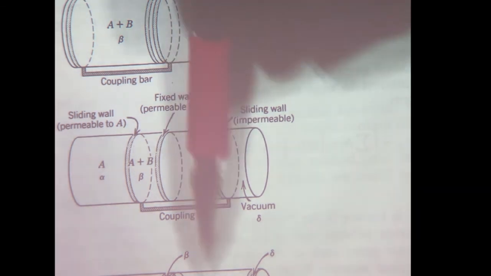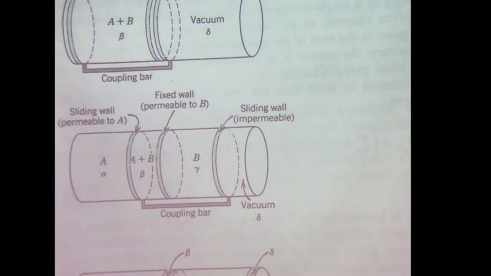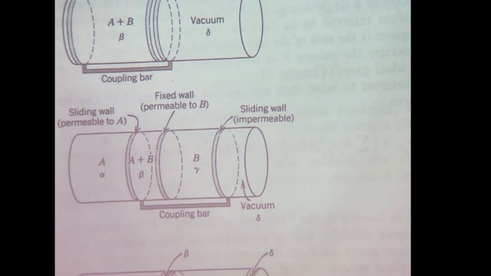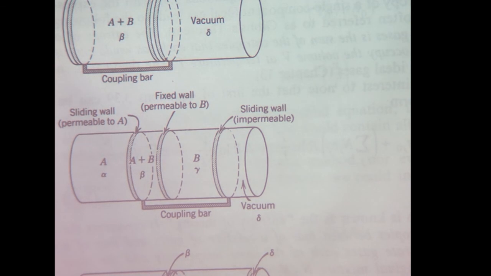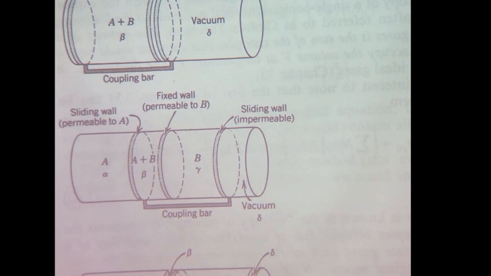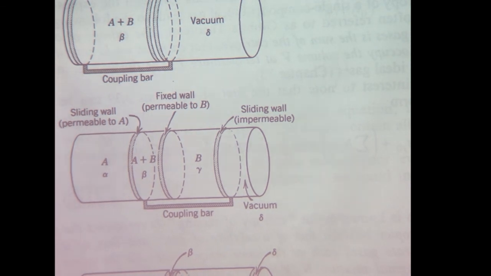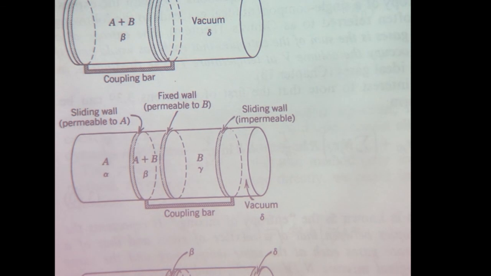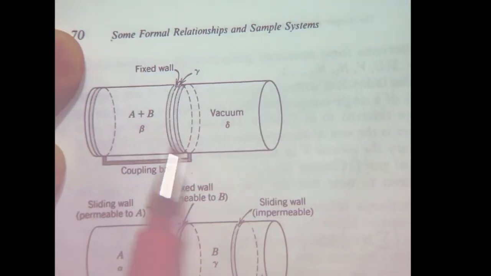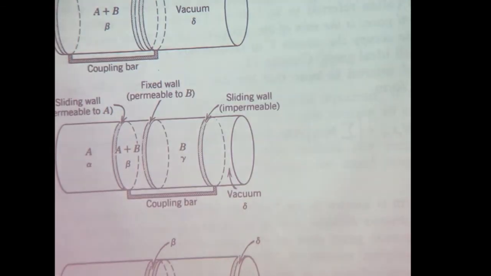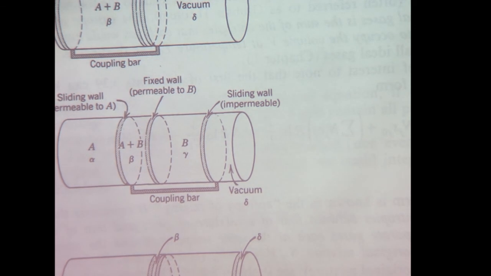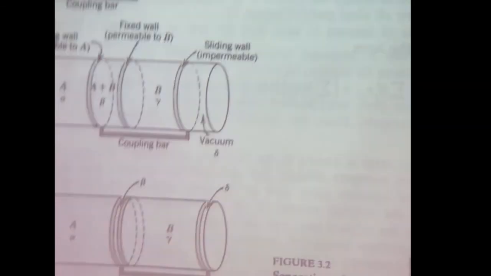You slide it all the way across, and by design, these volumes match up. So eventually, in this half of the container, you've got entirely type A. In this half, you've got entirely type B particles. So here you had a mixture and a vacuum, and here you've separated the particles, type A and type B.